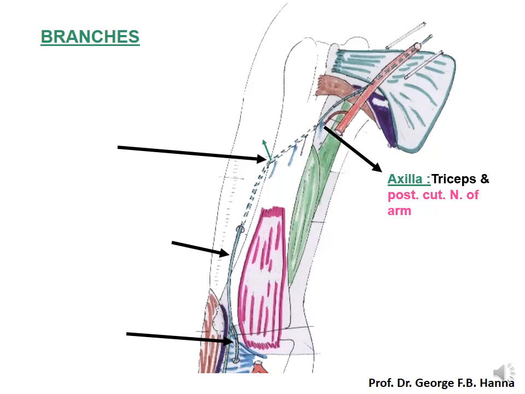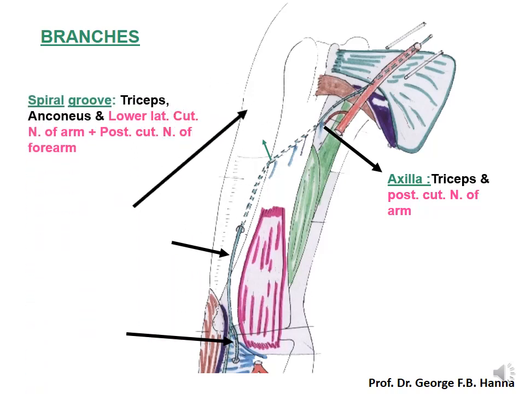Let us see here the second arrow, branches from the radial nerve while passing in the spiral groove. The spiral groove, you know, lies between the lateral head and the medial head of triceps. So fair enough to expect that these branches will supply triceps again.